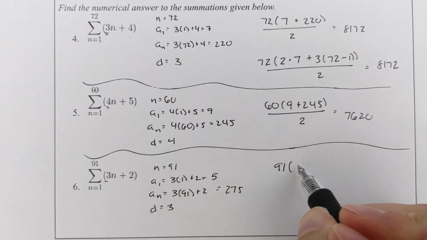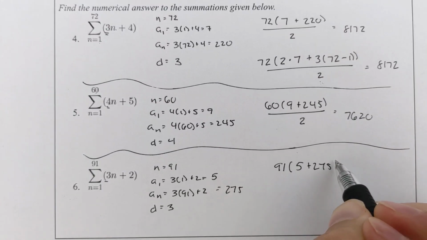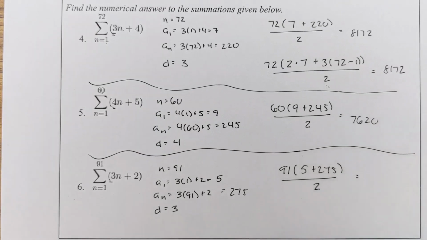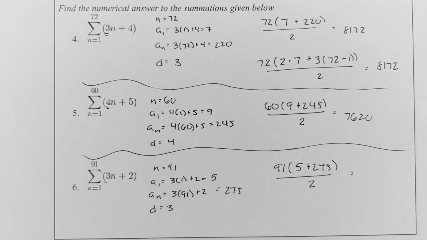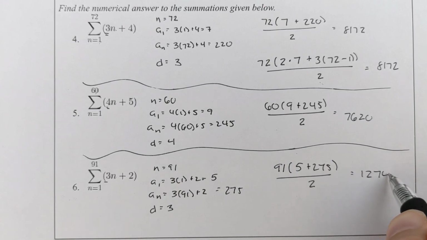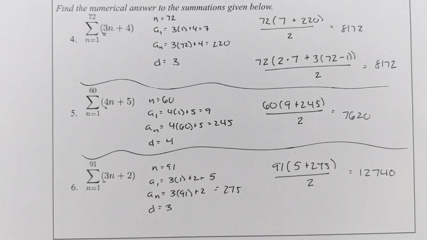So 91, first term plus last term, all divided by 2. So 91 times 5 plus 275, all divided by 2. So 12,740 would be our solution. And that's the end of the section.